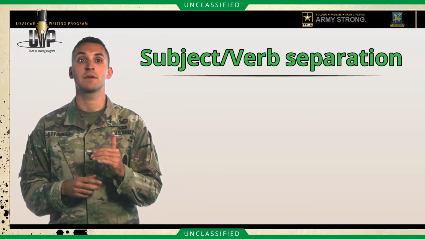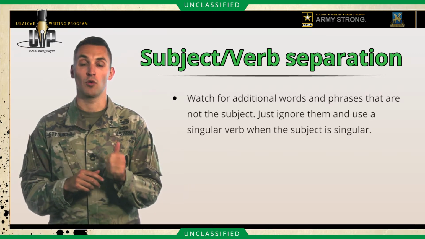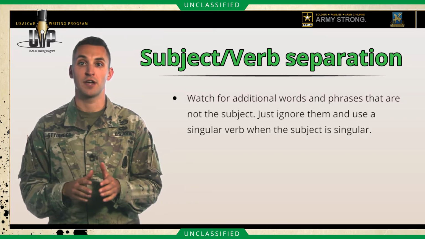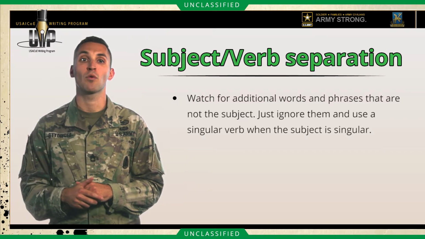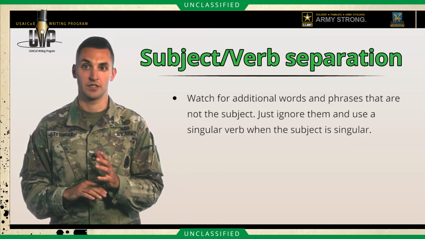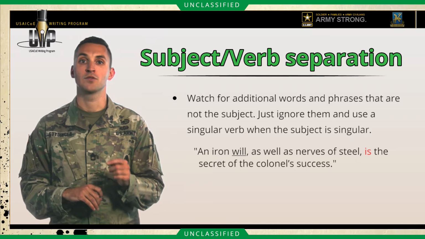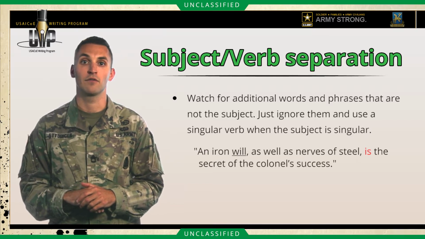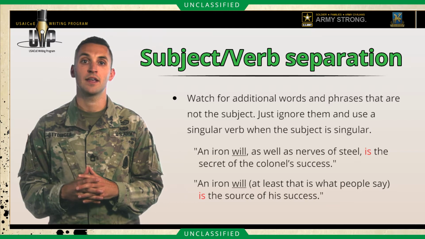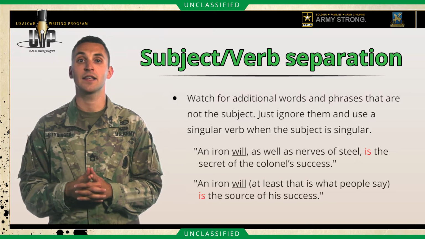In addition to the phrases beginning with of, sometimes words surrounded by parentheses and words such as along with, as well as, besides, and for example, separate the subject from the verb. These additional words and phrases are not the subject. Just ignore them and use a singular verb when the subject is singular. Here are two examples. An iron will, as well as nerves of steel, is the secret of the colonel's success. Or, an iron will, at least that is what people say, is the source of his success. Will is the subject in both cases and takes the singular verb is.